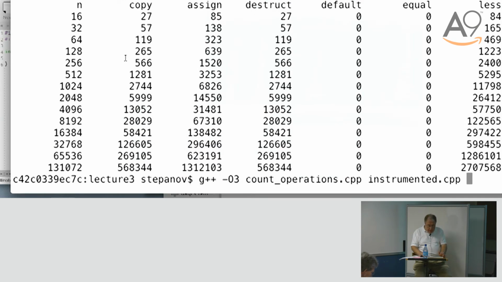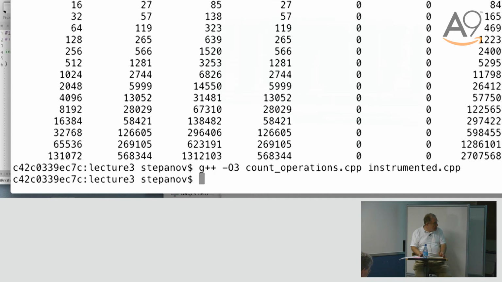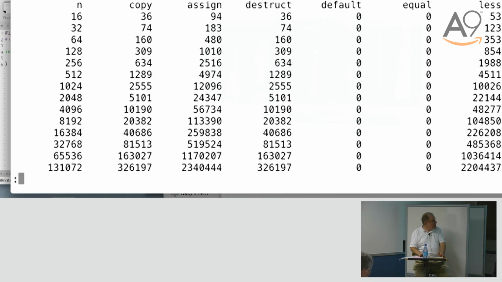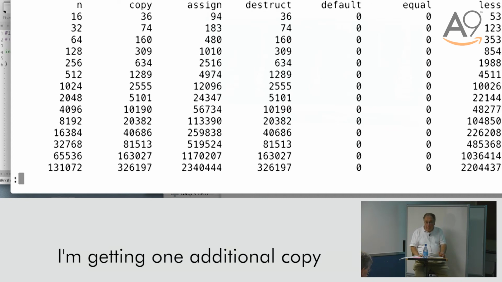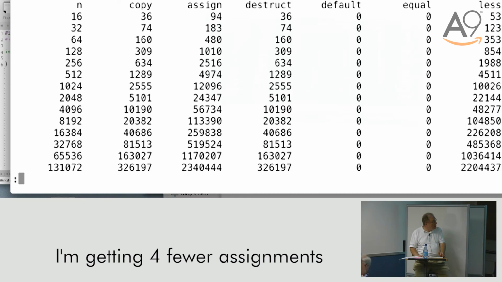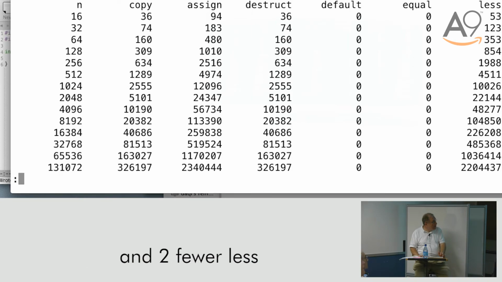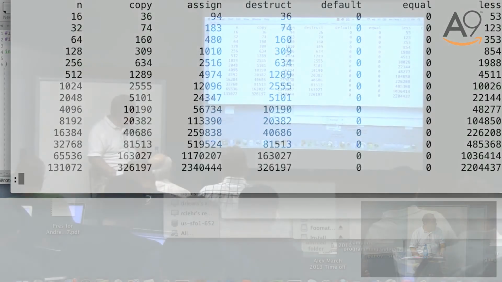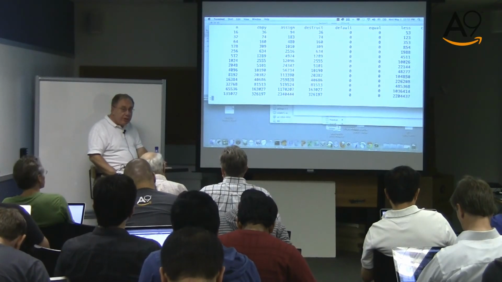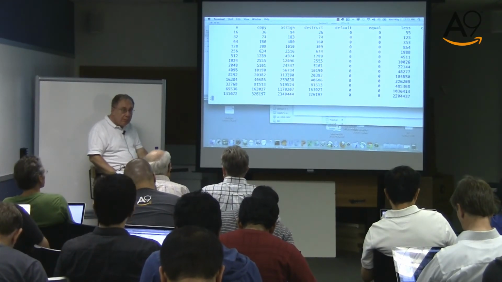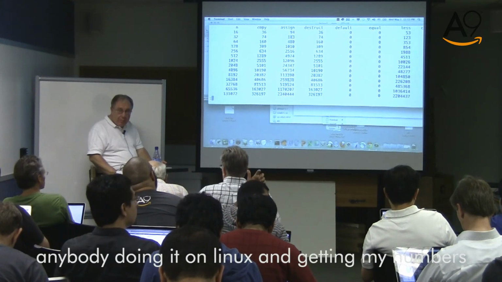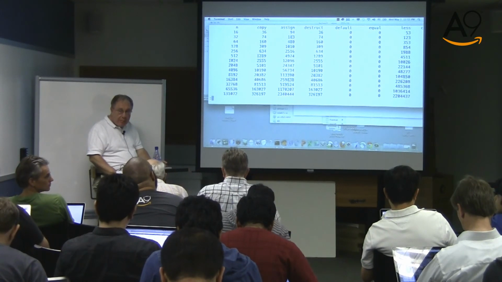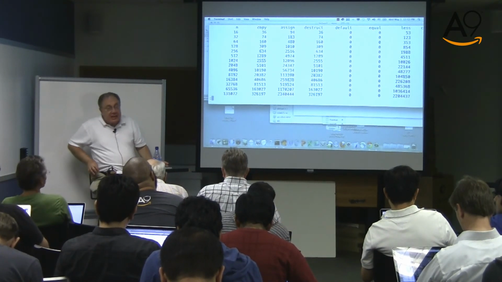Okay, so what I need to do is just recompile this, and then run this. These are my numbers. I'm getting 1 additional copy, 4 fewer assignments and 2 fewer less. Is anybody doing it on the Mac? Is anybody doing it on Linux? I'm getting my numbers. Yeah, no. This is very interesting.